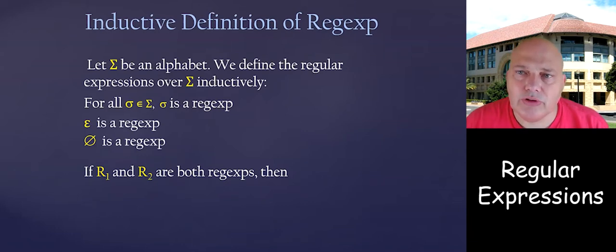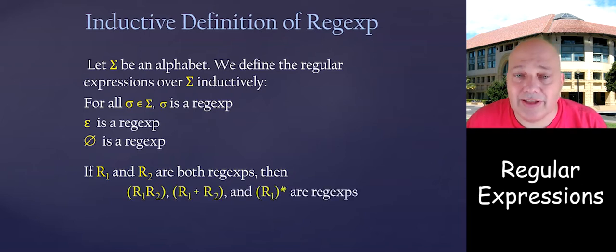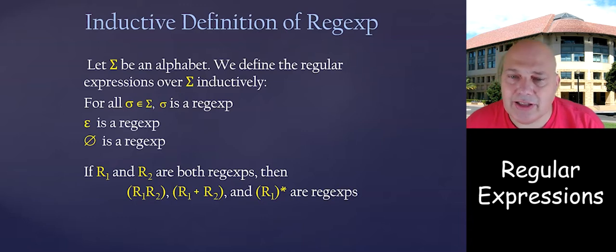Now we're going to define things recursively. If R1 and R2 are both regular expressions, then R1 concatenated with R2 is a regular expression, which we denote like multiplication. R1 plus R2 is a regular expression, and R1 star is a regular expression. So by now we defined all the regular expressions in the world over sigma. We still didn't say what these regular expressions are. We defined the syntax of regular expressions, but not their semantics.